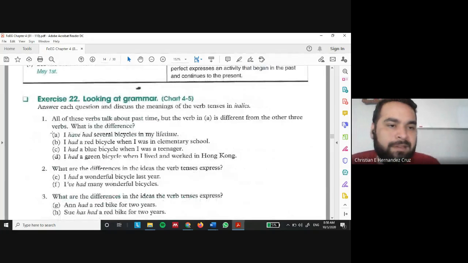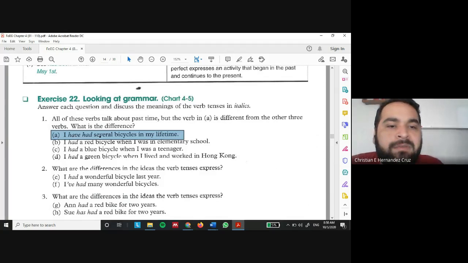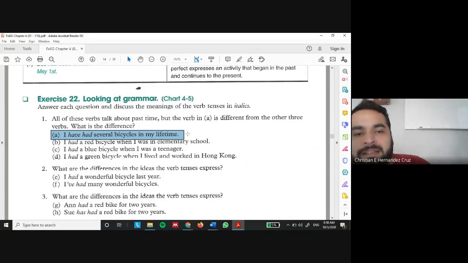So, since we know that this is present perfect and we know it's supposed to be non-specific, let's see. I have had several bicycles in my lifetime. So we know that throughout this person's entire life, they've had many bicycles. It doesn't specify how many bicycles. It doesn't specify when he had them. Like, let's say I had this one when I was at this age or this other one when I was at a different age. So this is completely unspecific.